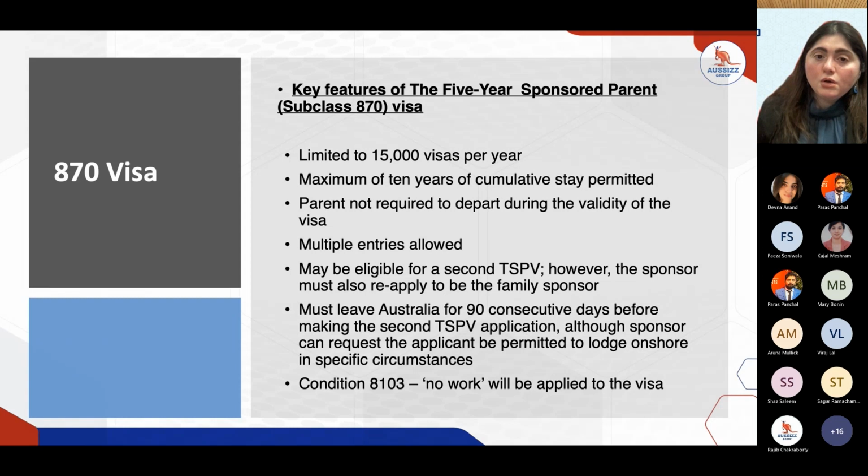This is a no work visa. You cannot work on this visa 870 because it is at the end of the day a tourist visa for parents, which is a long-term tourist visa. Because it's a tourist visa, you will have a condition of 8103, which means that you will not be allowed to work in Australia.